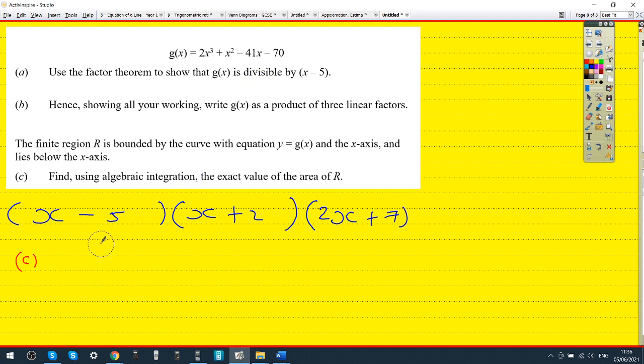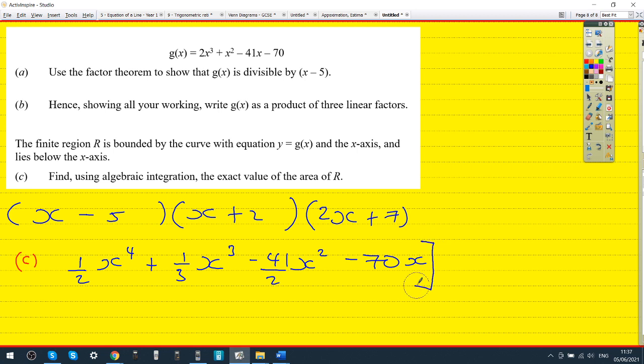So then you'd integrate it. So let's see, that's a half x to the 4 plus a third x cubed minus 41 over 2 x squared minus 70x. Okay, but between what and what? The region by the x-axis and lies below the x-axis. Yeah. Any idea about that? It'd be negative.